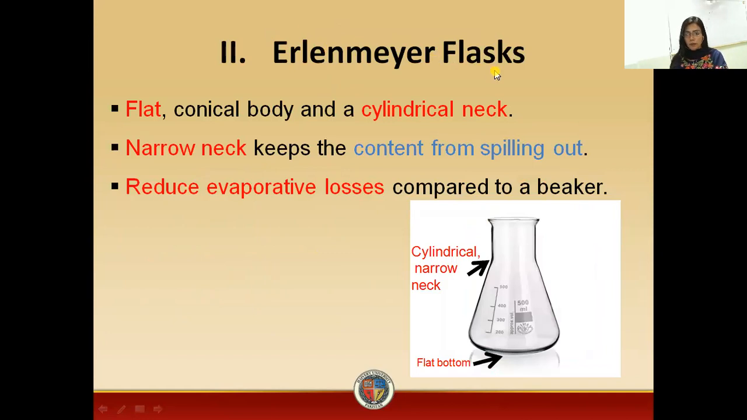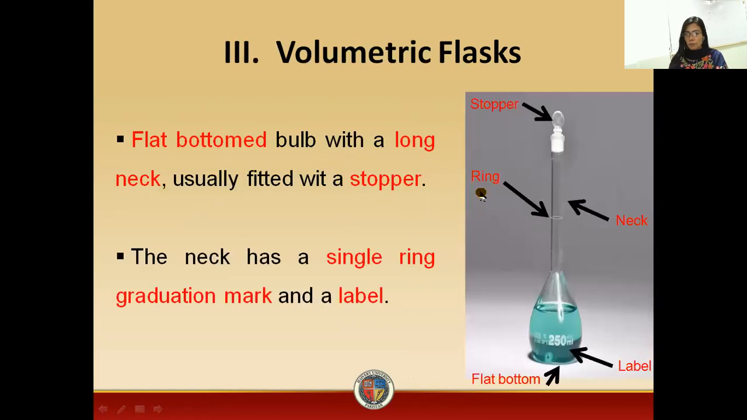What is Erlenmeyer flask? Erlenmeyer flask is a flask which has a flat bottom, conical body, and cylindrical neck. The narrow neck keeps the content from spilling out. It reduces evaporative losses as compared to the beaker.